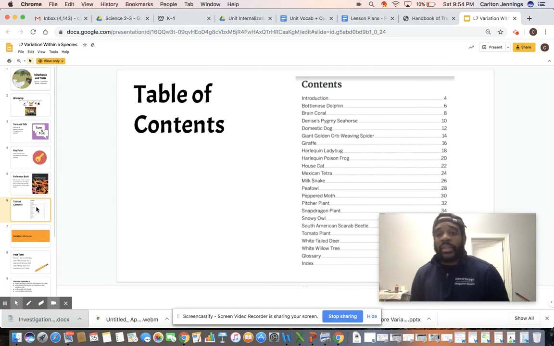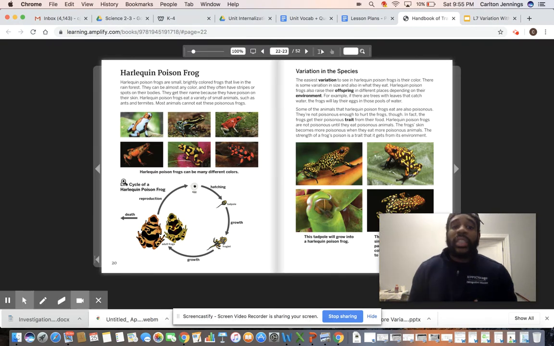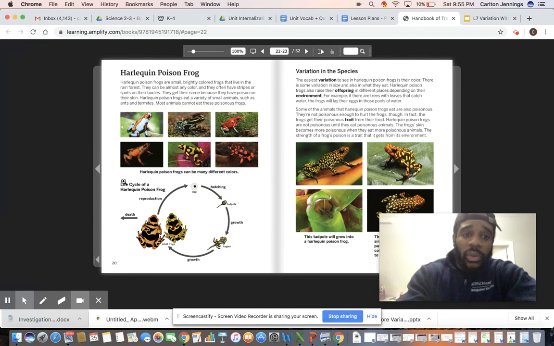So this is the table of contents. I want to be looking to see what example I'm going to give you guys. I'm going to choose, hmm. We're going to maybe look at the Harlequin poison frog. This is on page 20 of the Handbook of Traits. So I'm going to go here. We see the Harlequin poison frog, and I'm going to read page 20.